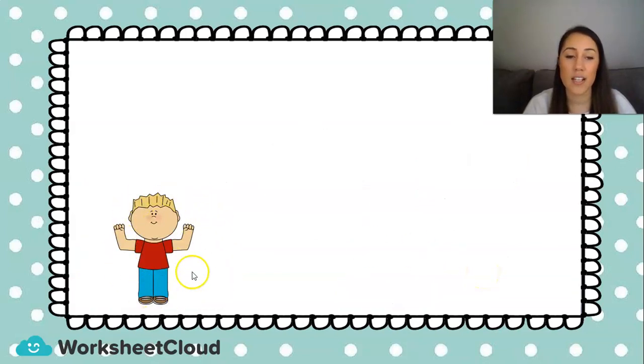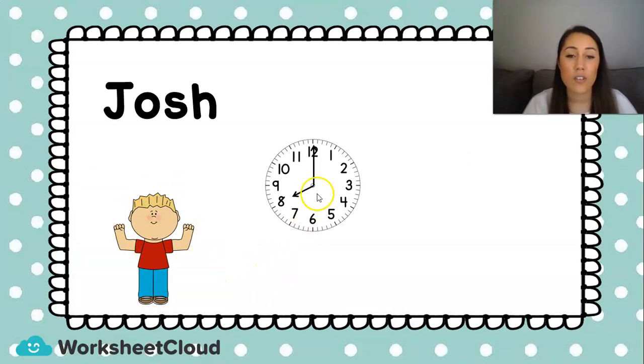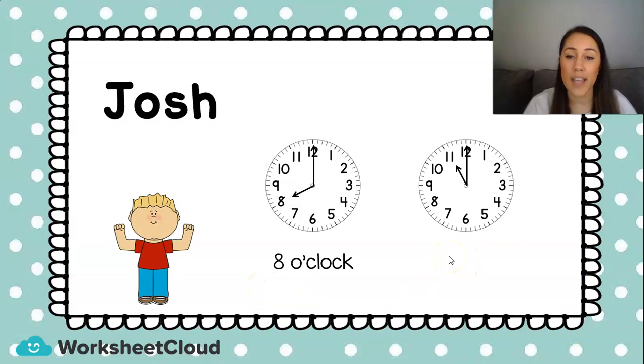Okay, so this is the little brother, and his name is Josh. So from 8 o'clock, he arrives at school at 8 o'clock, and his school day ends at this time. So it's still o'clock, the long hand is still on the 12, the short hand is on the 11, so it is 11 o'clock. So he starts at 8 o'clock and he ends at 11 o'clock.